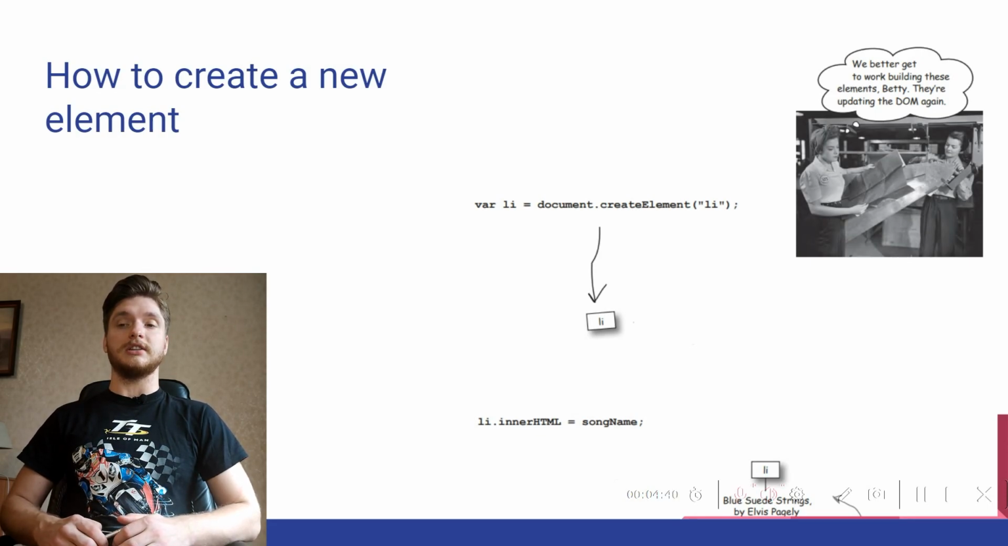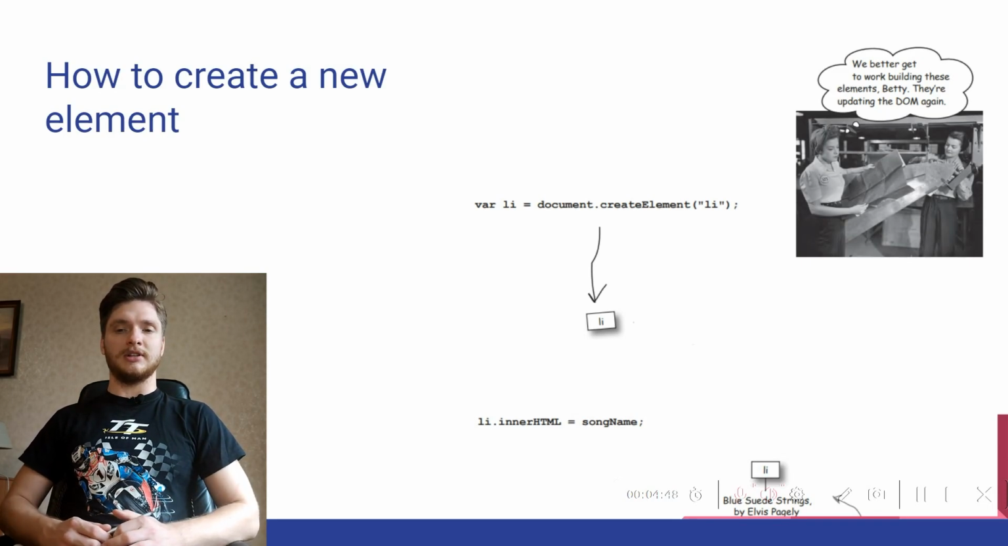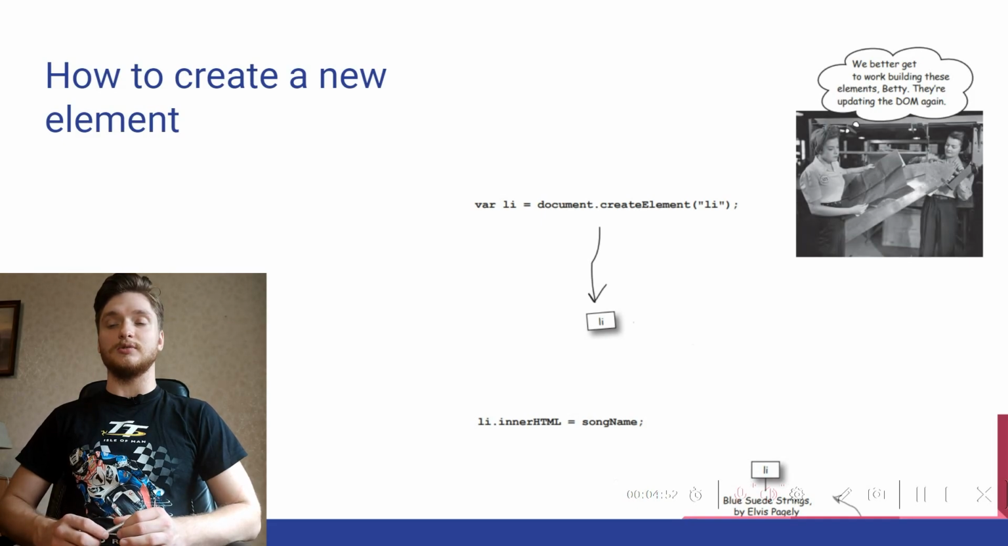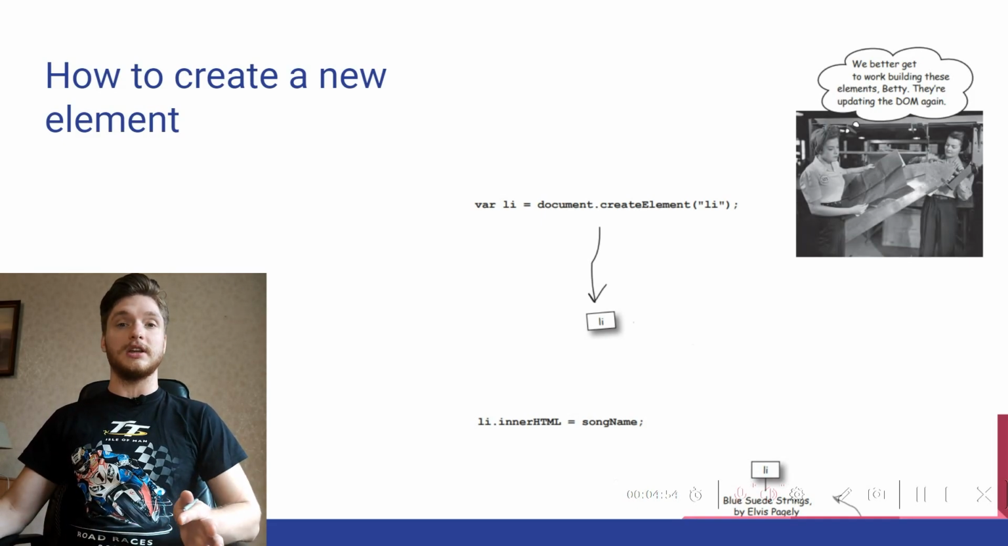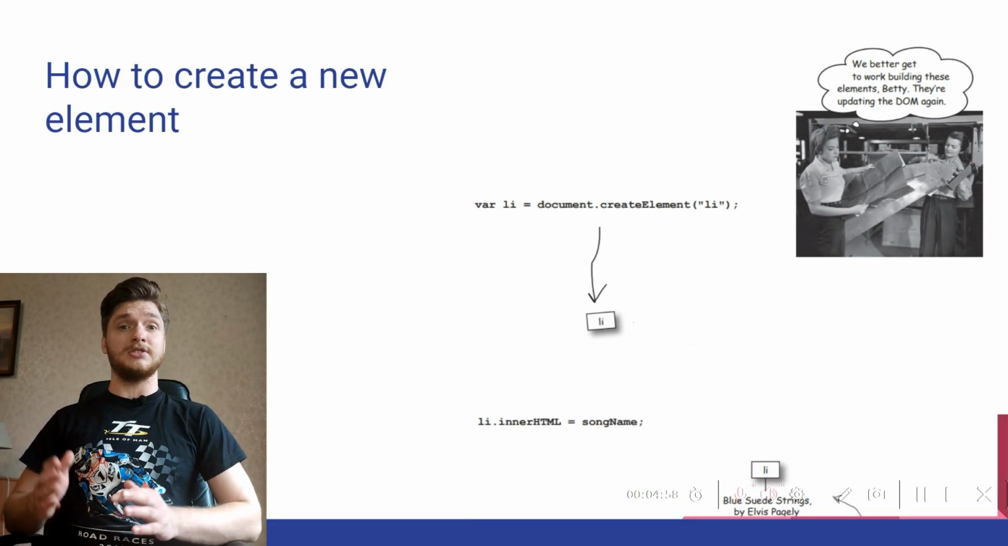Use document.createElement to create new elements. A reference to the new element is returned. Here we assign the new element to the variable li. Pass the kind of element you want to create as a string to createElement. createElement creates a brand new element.